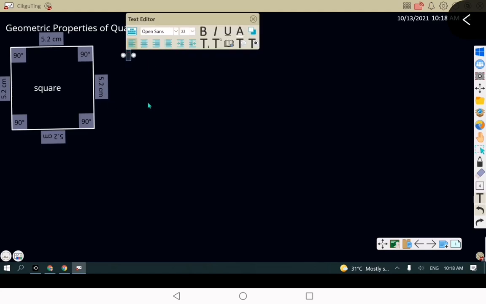If I say square, you need to know the geometric properties in your mind. What is in the mind here? All sides are of equal length. Do you agree or not? Second, you need to know all interior angles are right angles, 90 degrees. Agree or not? So these are the main properties you can imagine in your mind.